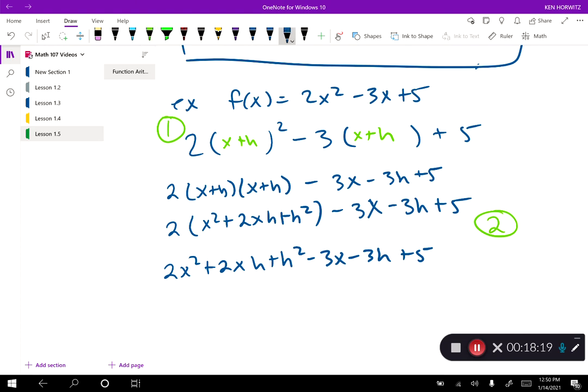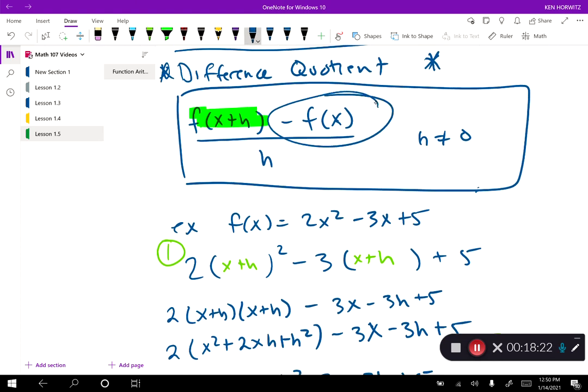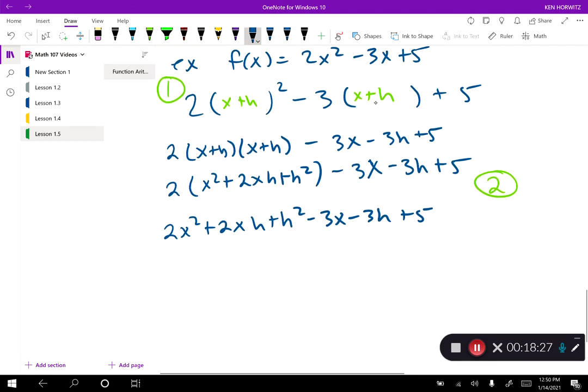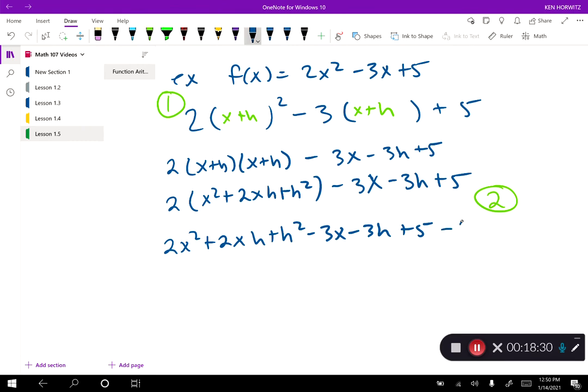Now what stage 2 consists of is subtracting my quantity f of x. If we think we have a long string of stuff right here, it's going to get a lot shorter when I subtract my quantity 2x squared minus 3x plus 5. Because what I'm going to find out is I have a 2x squared here minus 2x squared. I have a negative 3x minus a negative 3x. So they basically go away. I have a positive 5 minus positive 5. So I've got a whole bunch of stuff that goes away.